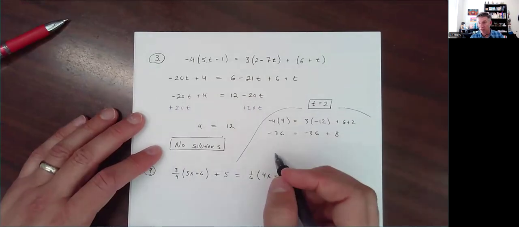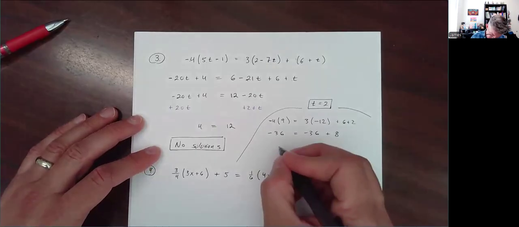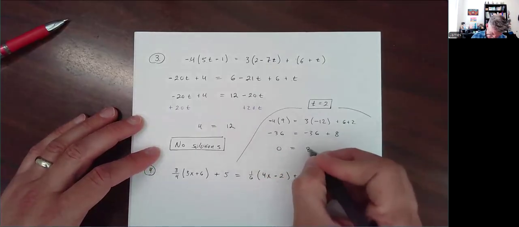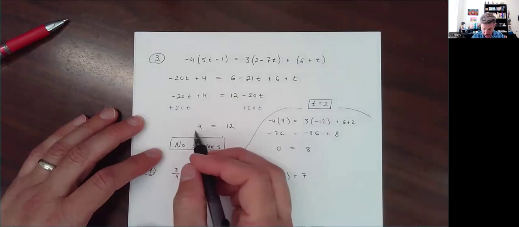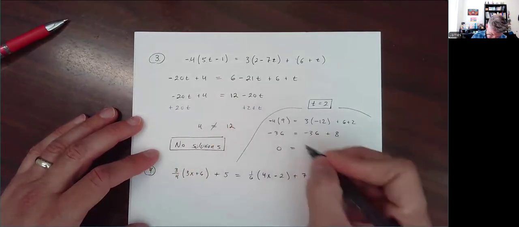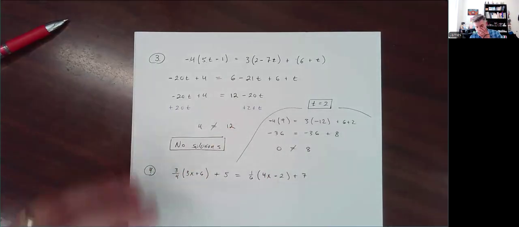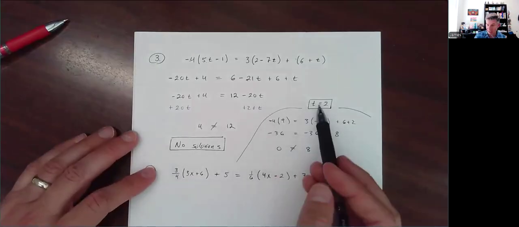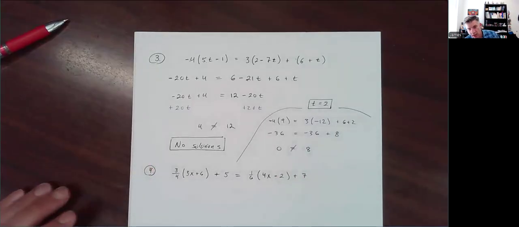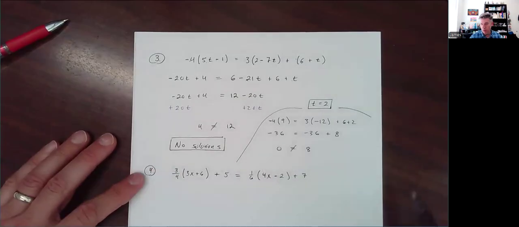And if I add 36 to both sides, I get 0 equal to 0 plus 8. Just like if I had subtracted from both sides here. So that's not true. So we get no solutions. And here we see, for example, that t equal to 2 isn't a solution. But you don't have to check this. I just wanted to show you.